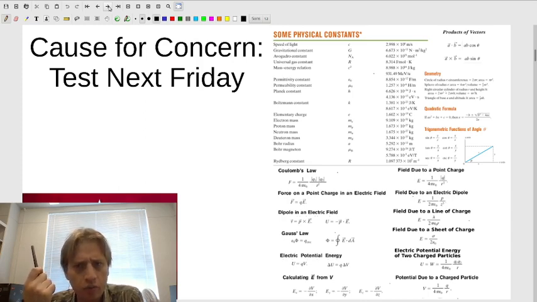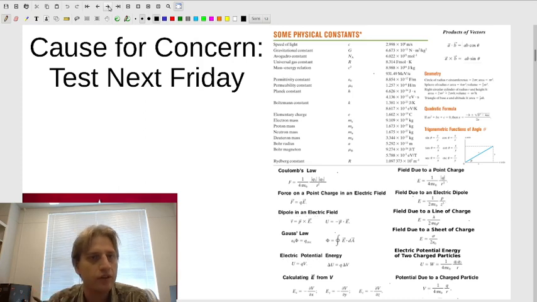So while you do your homework this week, I would encourage you to start using this formula sheet just to get acquainted with it. If something is not on this formula sheet, it will probably not be on your test.